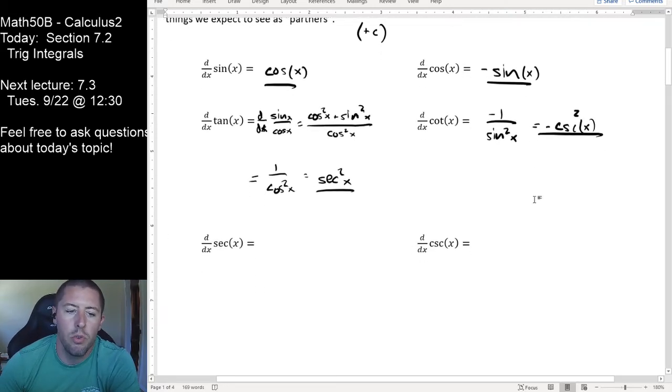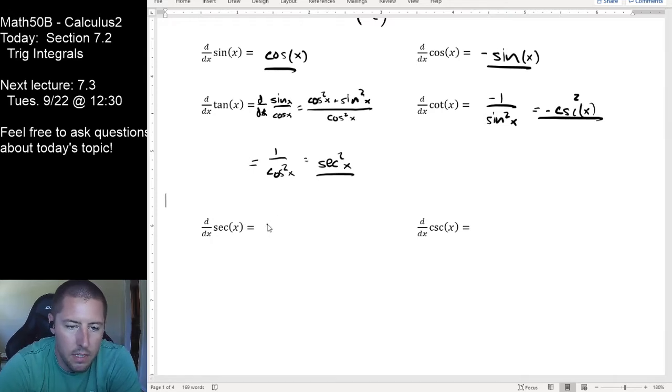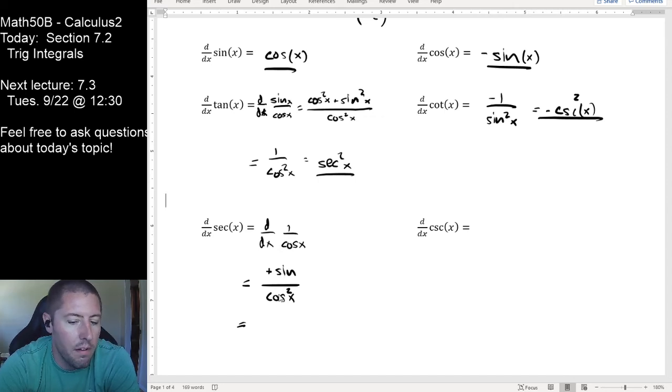We can do some more quotient rule for secant and cosecant. Our derivative of secant is the derivative of 1 over cosine. And here, low d high is 0, since the derivative of 1 is 0, minus high d low. The derivative of cosine is negative sine, so that's just a sine right there, all divided by low squared. That's cosine of x squared. So this is typically written as sine over one of the cosines is tangent, and then 1 over the other cosine is secant. So tangent secant is the derivative of secant.